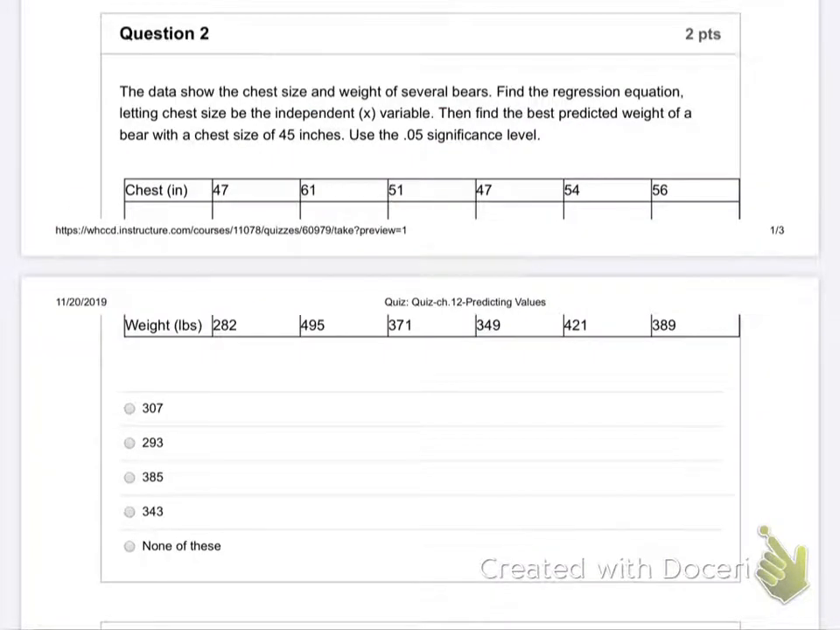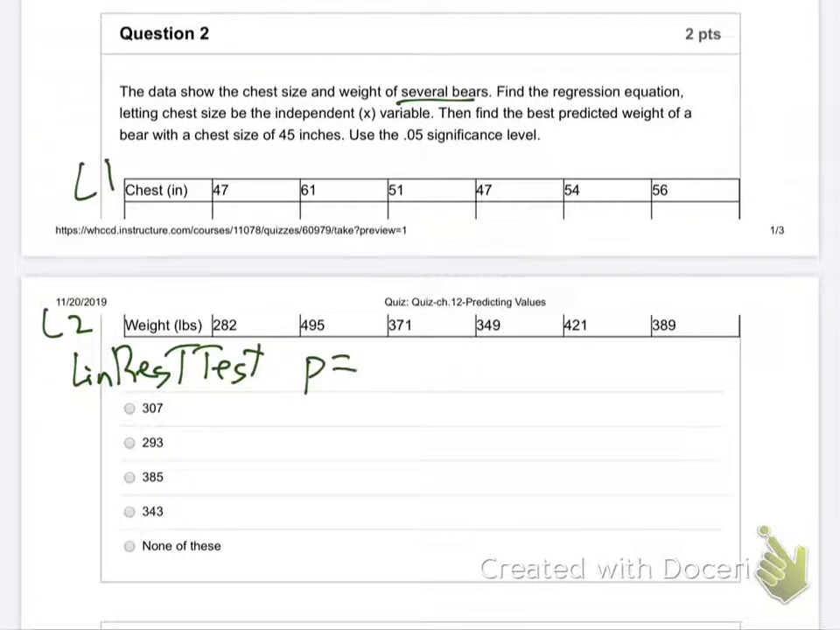Let's try number 2 here. This is some bears. I think we might have done one like this. I don't know. Anyway, the bear's chest size and the bear's weight. And we're wanting to see, is there a linear connection between bear chest size and bear weight? So you know the deal. L1, L2, put the data in there. So put the data in L1 and L2. And then do the linear regression t-test.